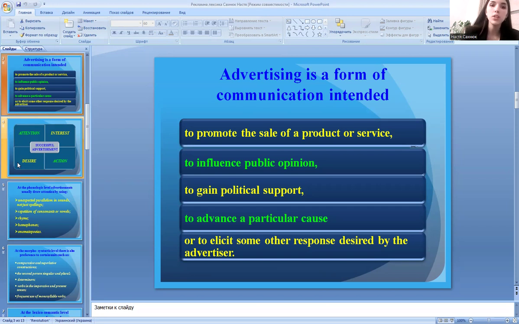Advertisement. Definition. Advertising is a form of communication intended to promote the sale of a product or service, to influence public opinion, to gain political support, to advance a particular cause, or to elicit some other response desired by the advertiser. Encyclopedia Britannica.